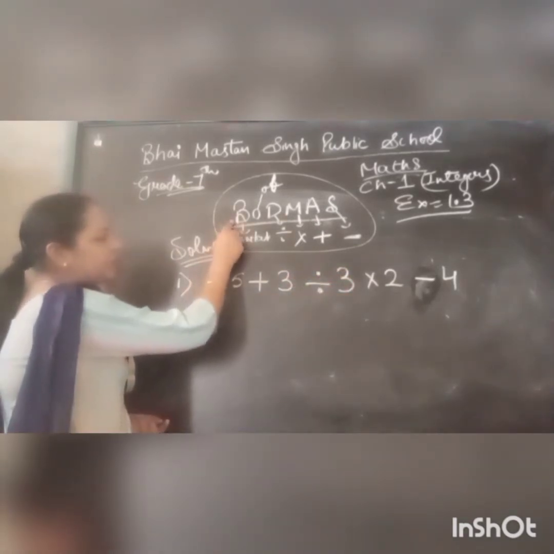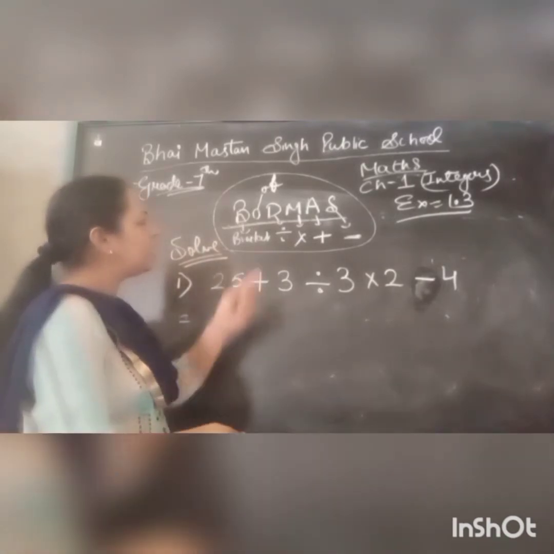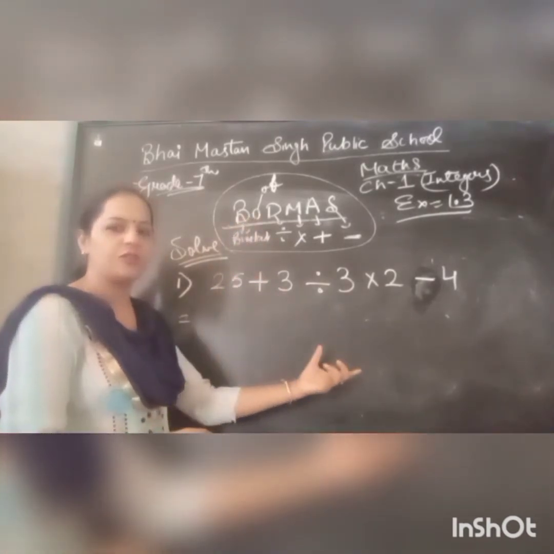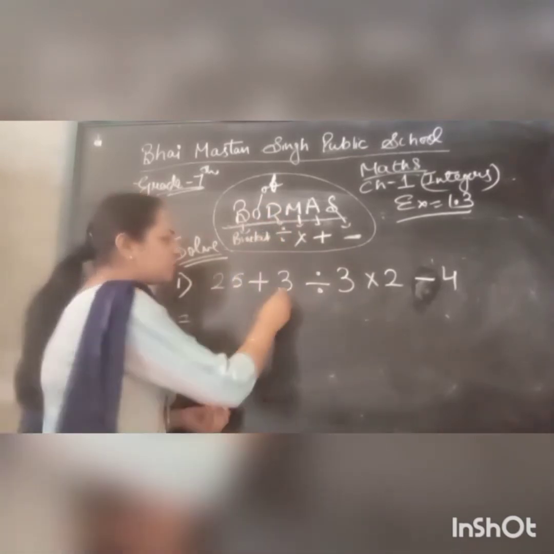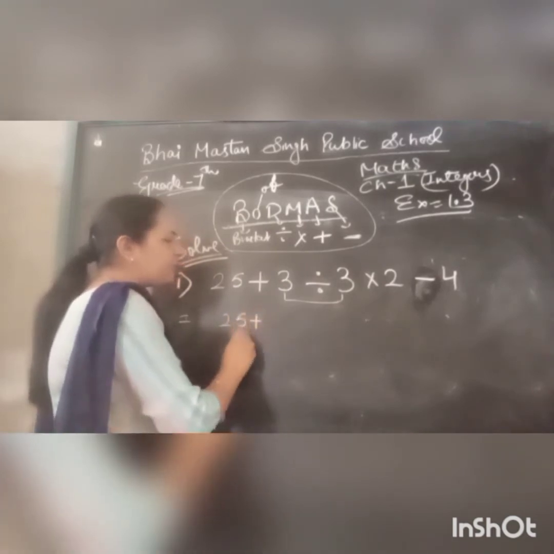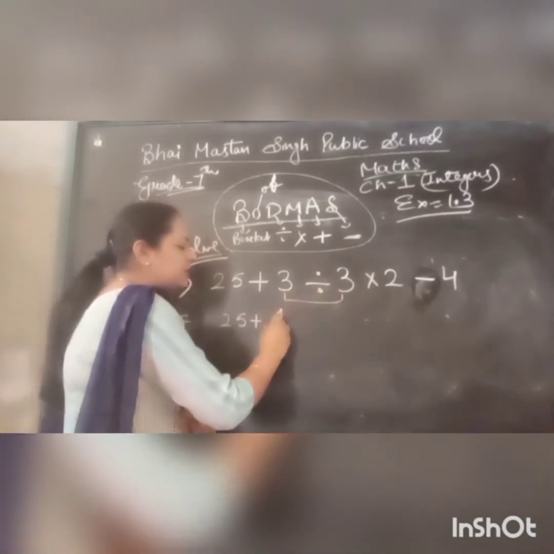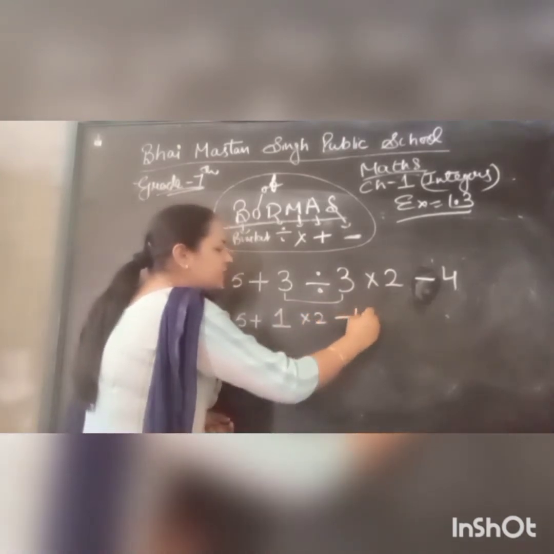According to it, if there is a bracket given, I will solve the bracket. But there is no bracket. Next, O means of. Of is not here. Next is division. Division is here, so I am going to solve it. 25 plus 3 divided by 3 is 1. Other things will be the same. Next is multiply, 2 minus 4.